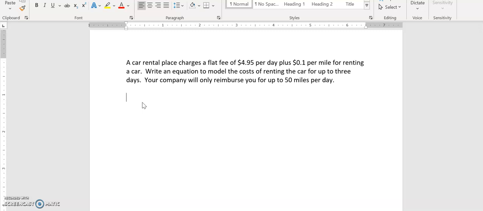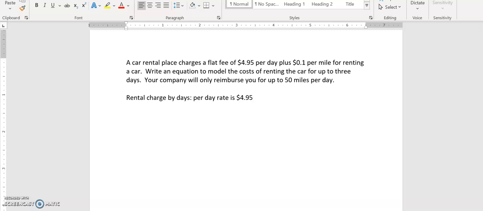So the first thing we want to do is figure out what the flat rental fee is per day and write an equation for that, and then come up with a separate equation for mileage, and we'll put those together. So the first thing that we know is we want the rental charge by days. And so the per day rate is $4.95. Now, that means that if I rent it for 1 day, I get charged $4.95.